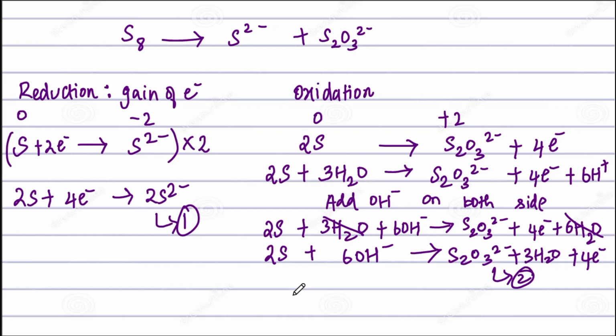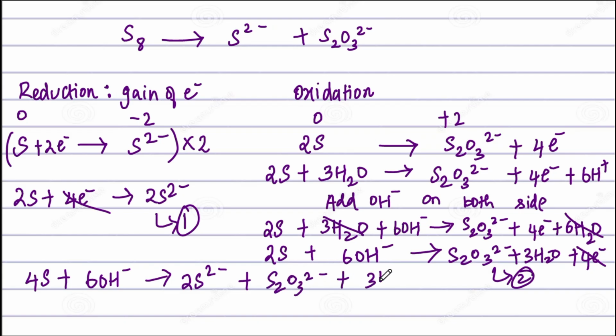Now we are going to add both the equations. First you will cancel the number of electrons. Then 2S and 2S will give 4S. So I will write here 4S. Then you have the reactant 6OH⁻ gives 2S²⁻ plus S2O3²⁻ plus 3H2O. Now you have to write sulfur as S8. Here you have 4S. Now multiply this whole equation by 2. Then you will get 8S. 8S can be written as what? S8.